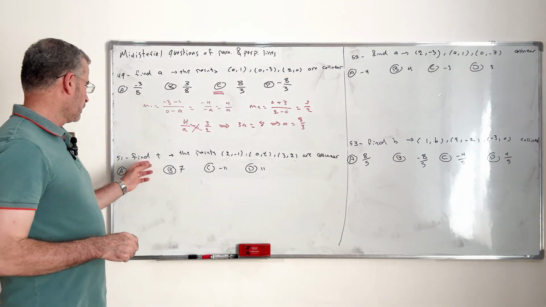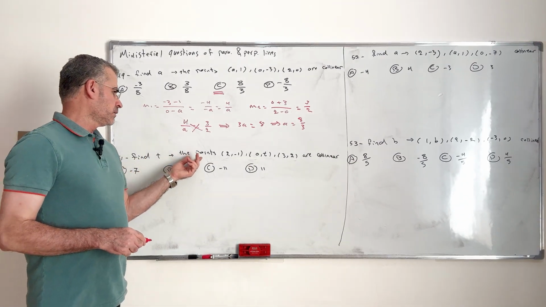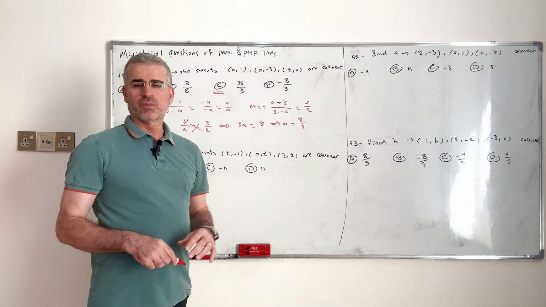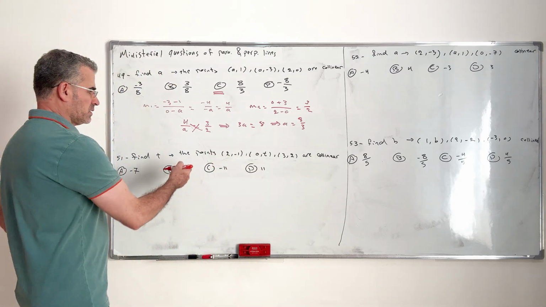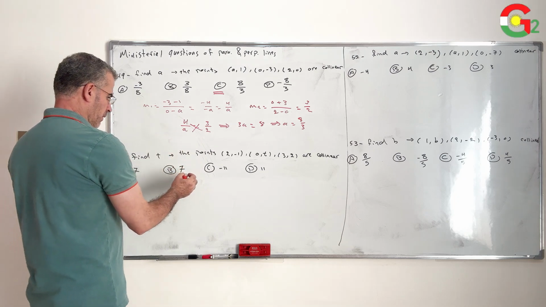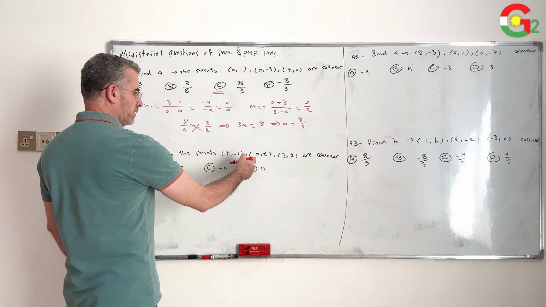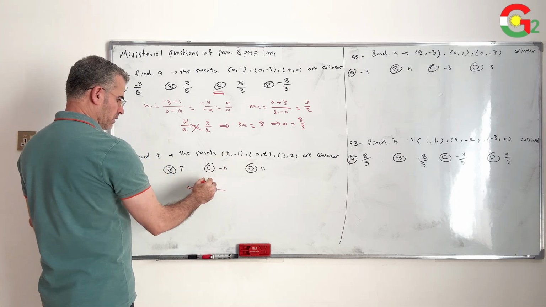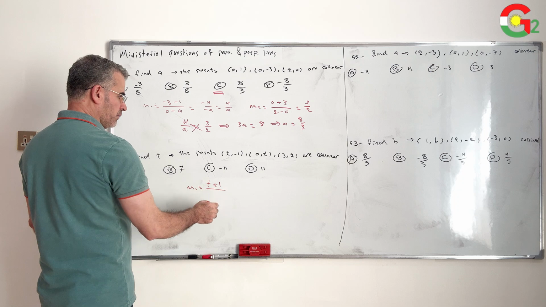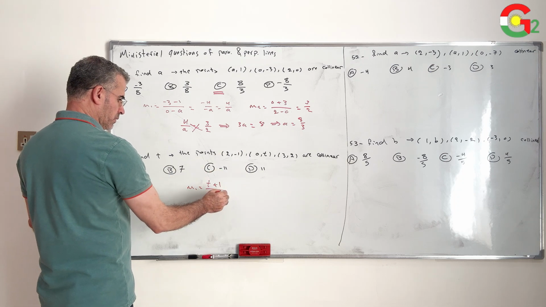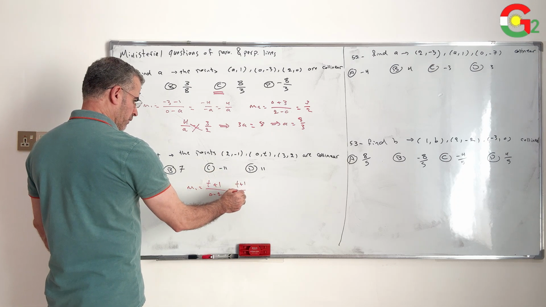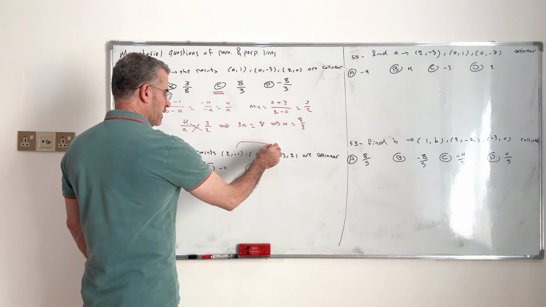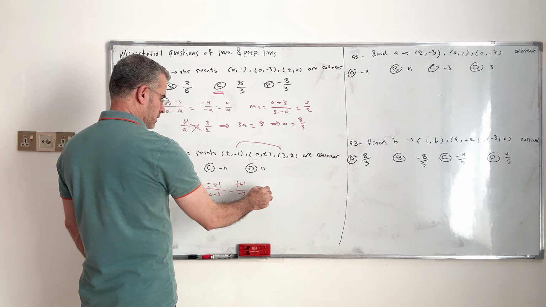Question number 51. Find the value of t such that these 3 points are collinear. It is the same as the previous question. I'll find the slope of the first 2 points: t minus 1, it is t plus 1 over 0 minus 2 equal to t plus 1 over -2.